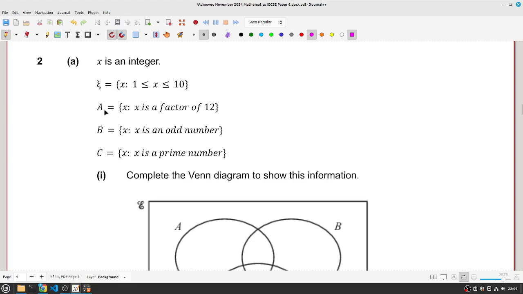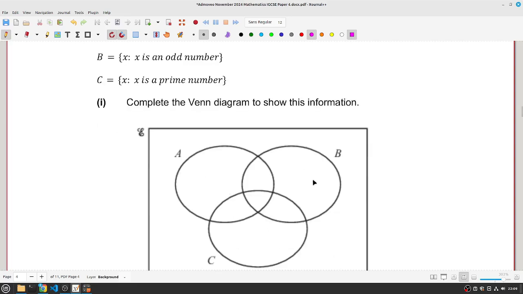Okay. Set A, they tell us that it's all the factors of 12. So it must be from 1 to 10, but all the factors of 12 from 1 to 10. Set B are all the odd numbers from 1 to 10. And set C are all the prime numbers from 1 to 10. Okay, complete the Venn diagram to show the information. Now, if we have multiple overlaps, we want to start from the beginning. Well, that's at least the easiest way to do it.